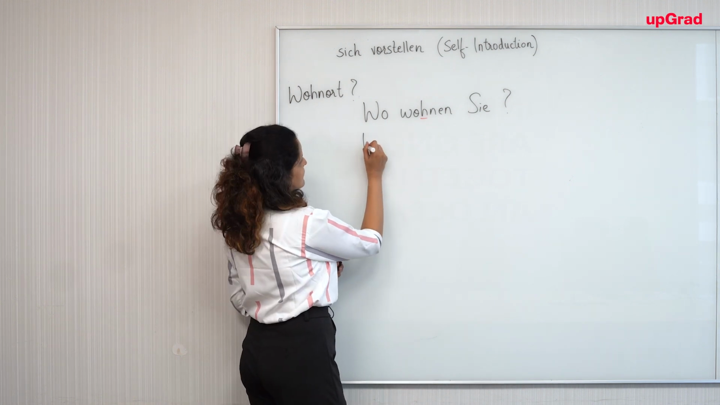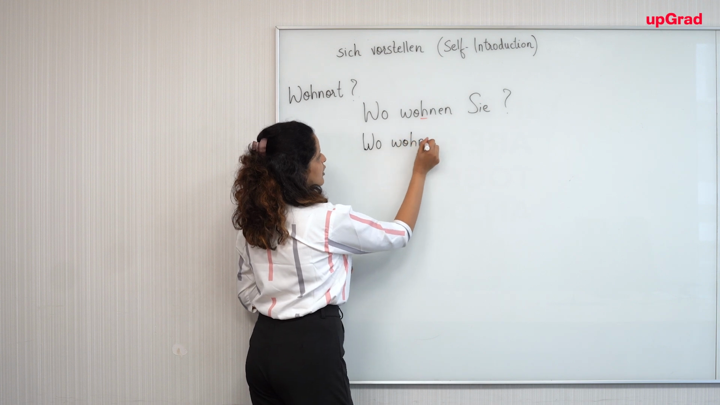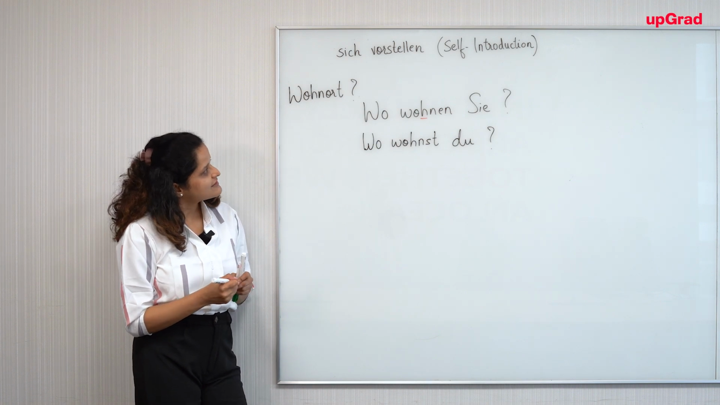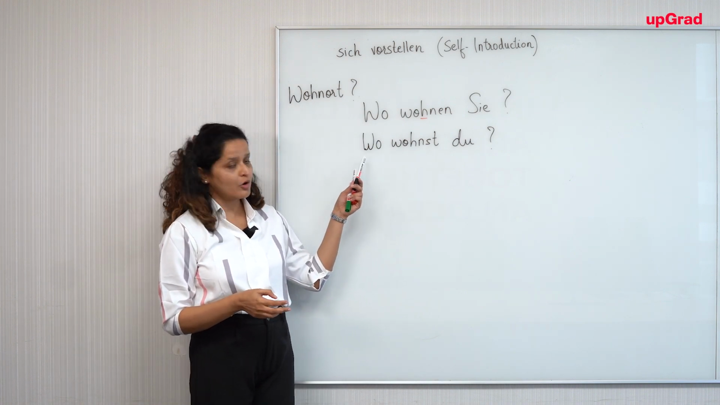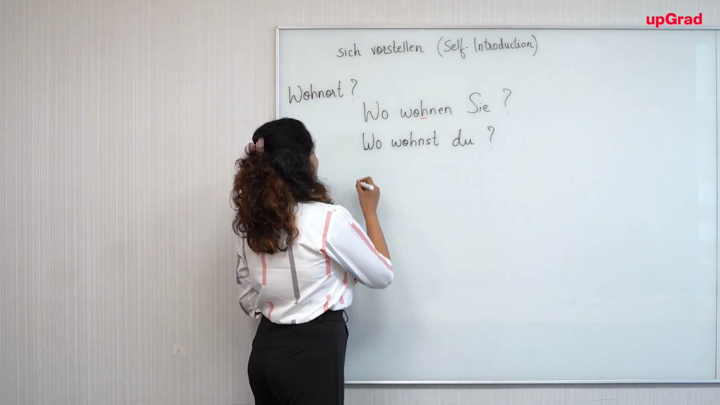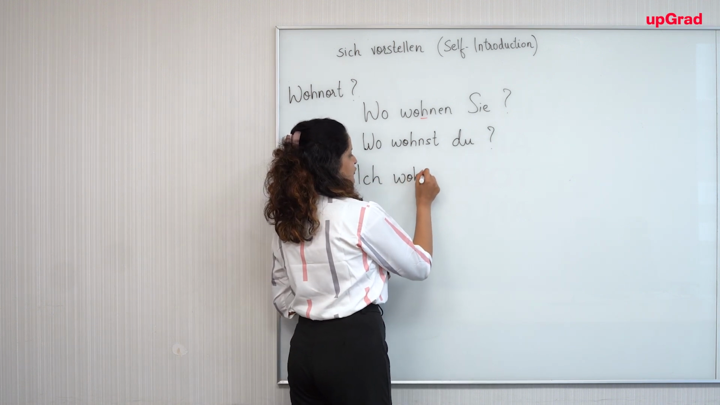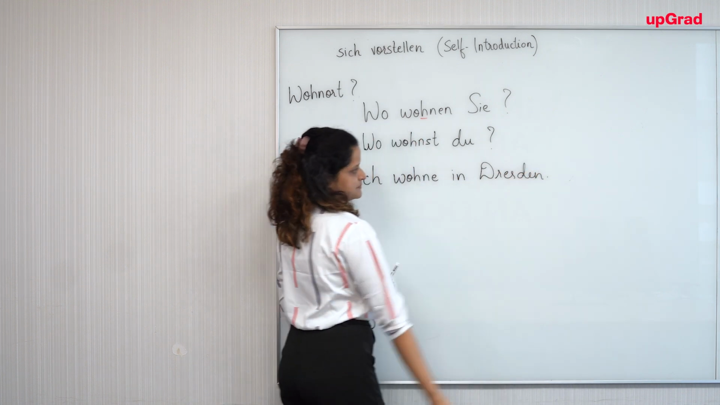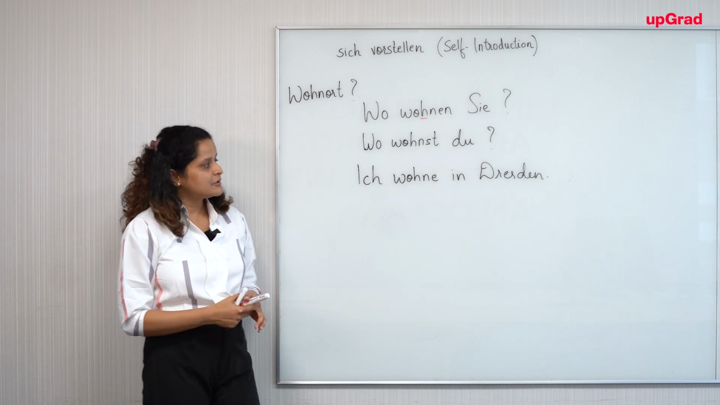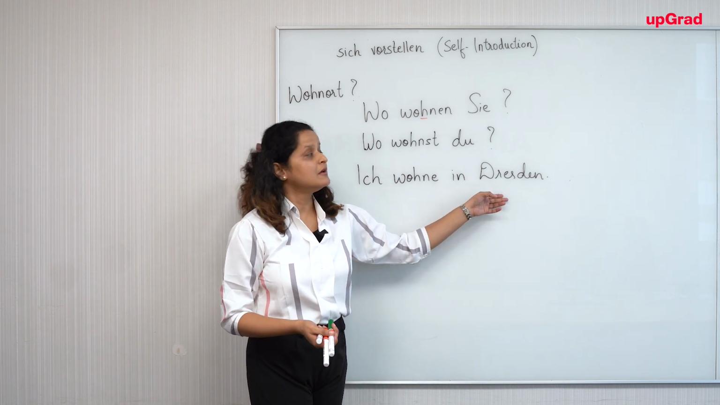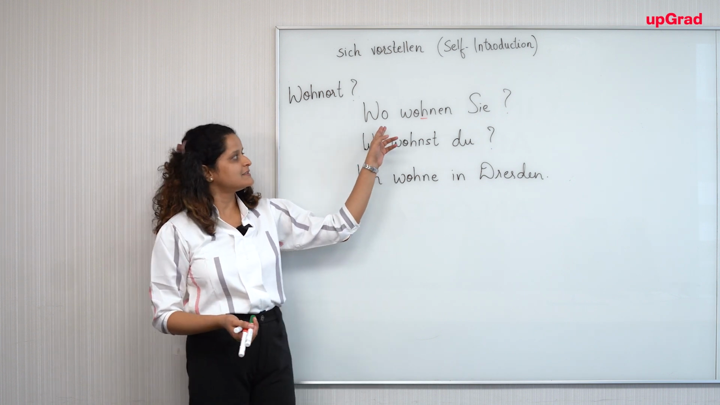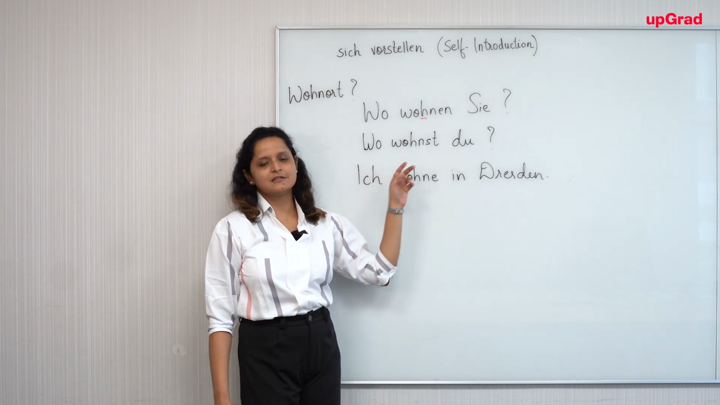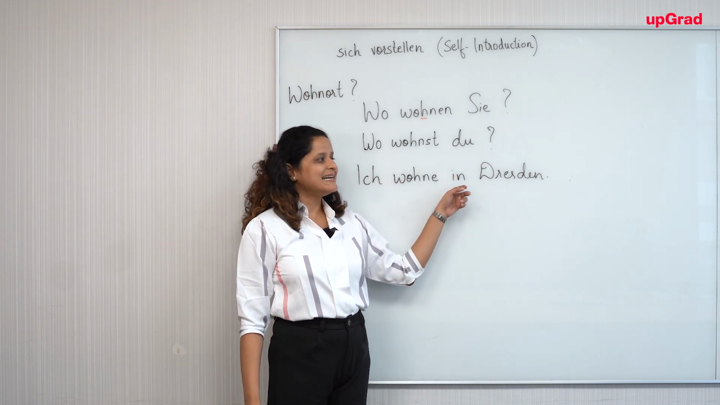The informal question therefore becomes wo wohnst du? So the question is wo wohnen Sie or wo wohnst du? The answer to that becomes ich wohne in Dresden. Okay, so here you can use the name of any city that you live in. The question will remain the same. This is wo wohnen Sie, formal. Informal is wo wohnst du. The response to that becomes ich wohne in Dresden.